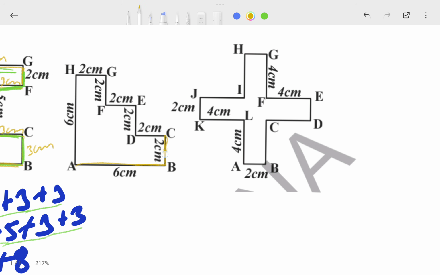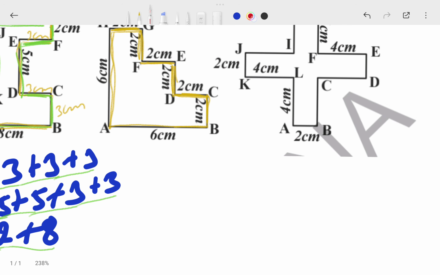Okay, B and C, this 2 centimeter is given here. This C and D also 2 centimeter is given. Here also it is 2 centimeter given. Here also 2 centimeter given. Here also 2 centimeter is given. Here also this 2 centimeter is given, and here also 6 centimeter is given. So it means that in this figure, every length in centimeter is given. So for finding the perimeter, we just have to simply add it.